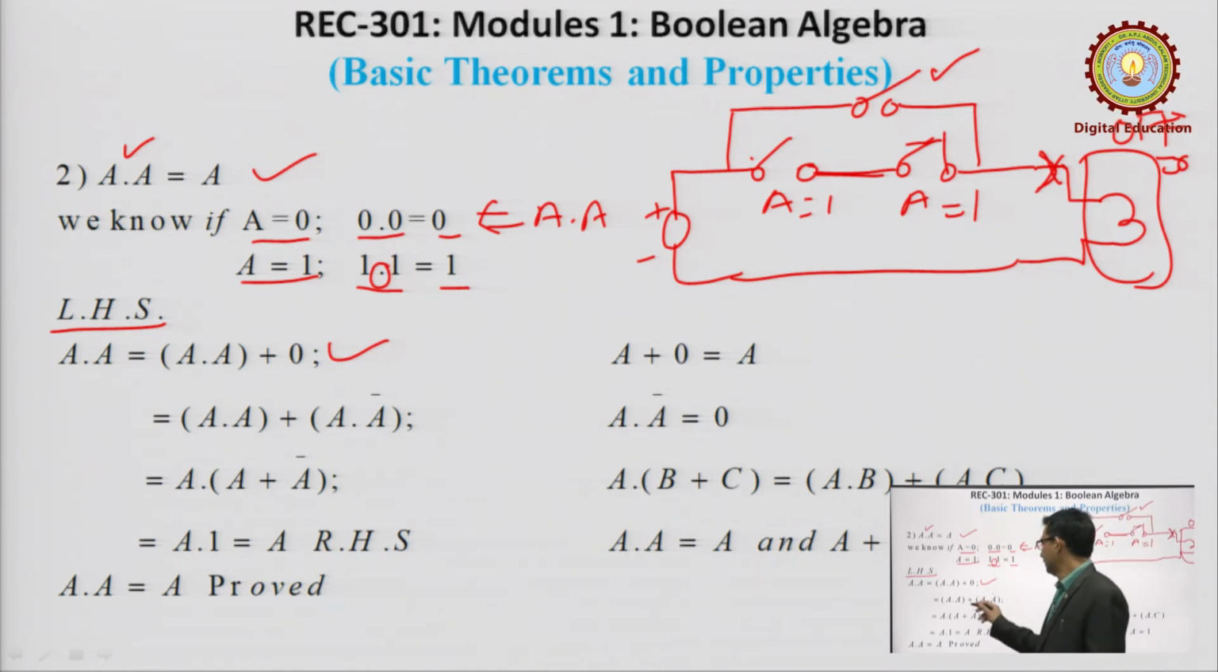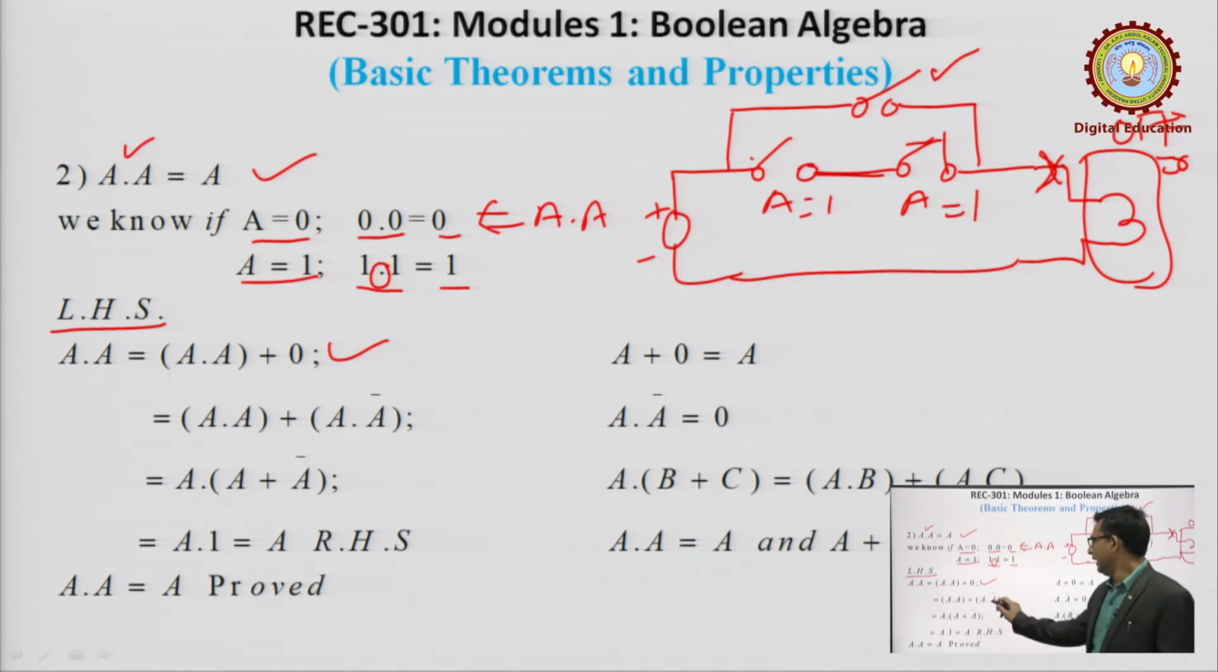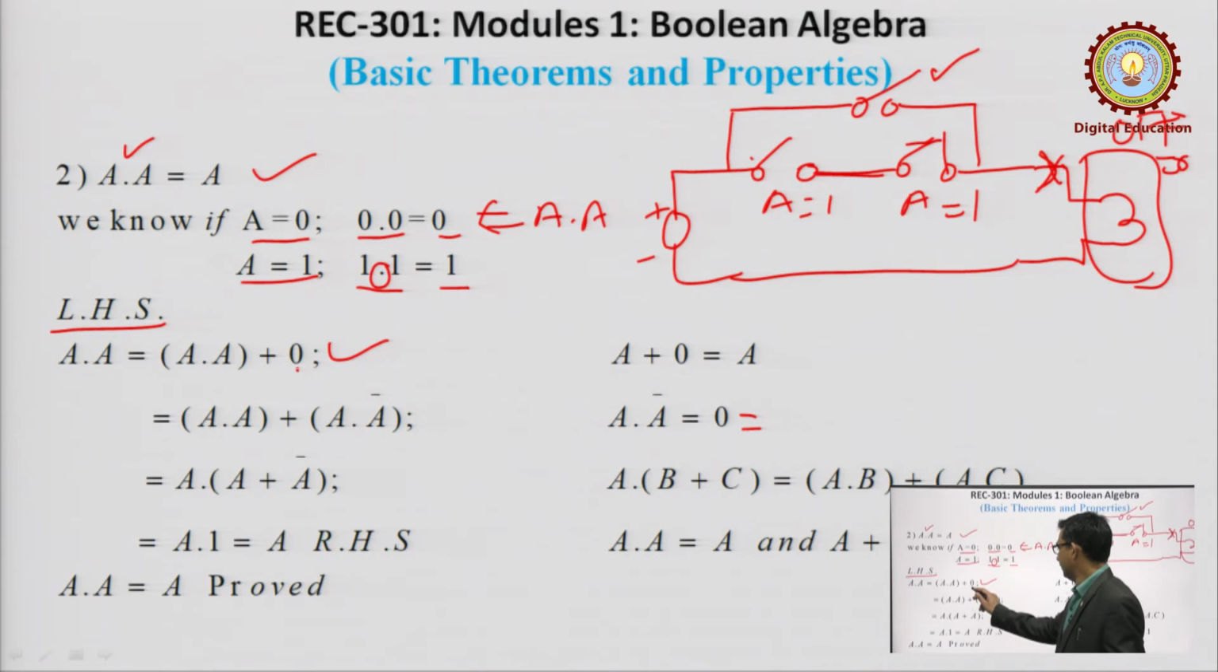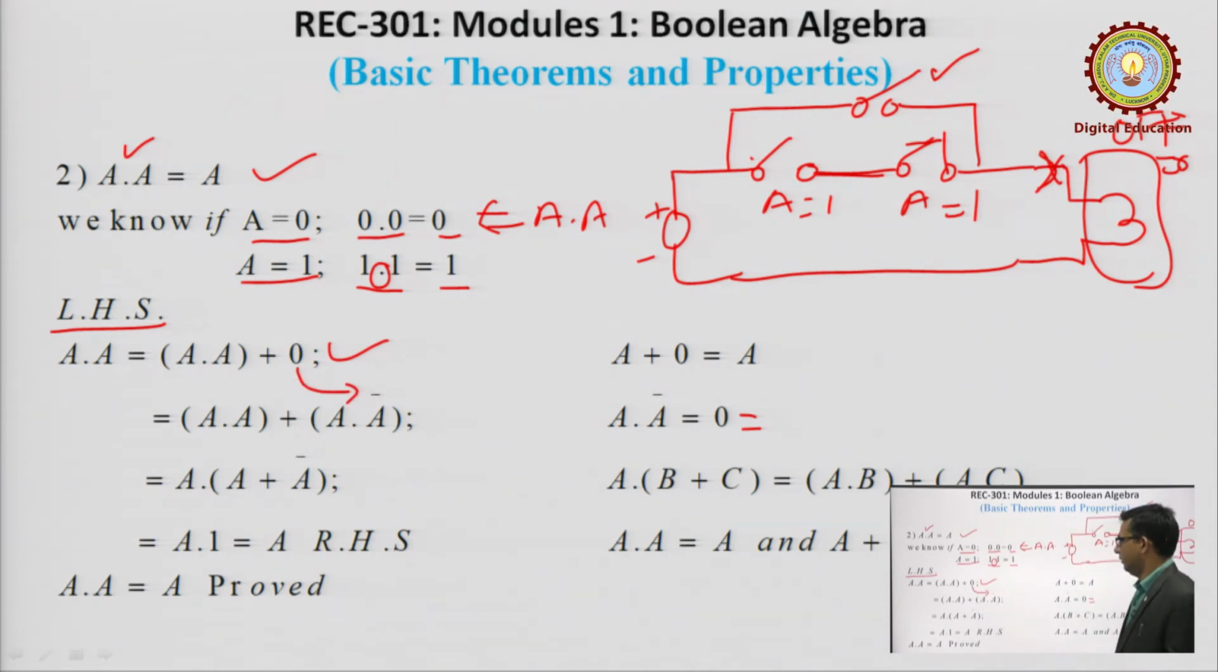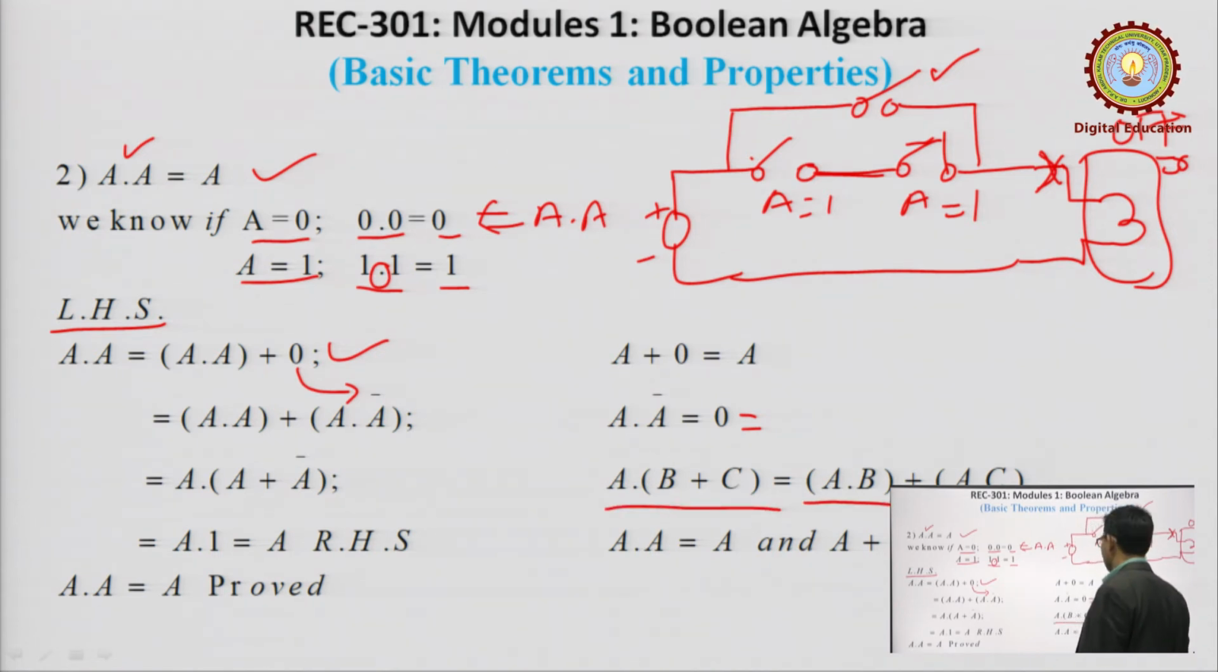Okay, no problem. And we can also write the 0 as if we connect two switches which are opposite to each other in series. Okay. So, A dot A bar is equals to 0, as I have discussed in the previous lecture. So, I have written 0 as A dot A bar. Okay. Now, we know the formula, this one is equals to.